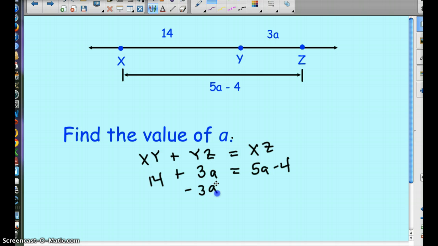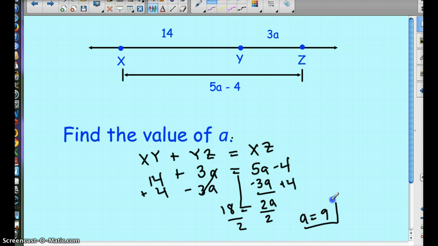So we're going to subtract 3A from both sides, which gives us 2A. And then I'm going to go ahead and add 4 in the same line here. Drop down my equal sign. 14 plus 4 is 18. So now I have 18 equals 2A. We're going to divide by 2. So A equals 9.